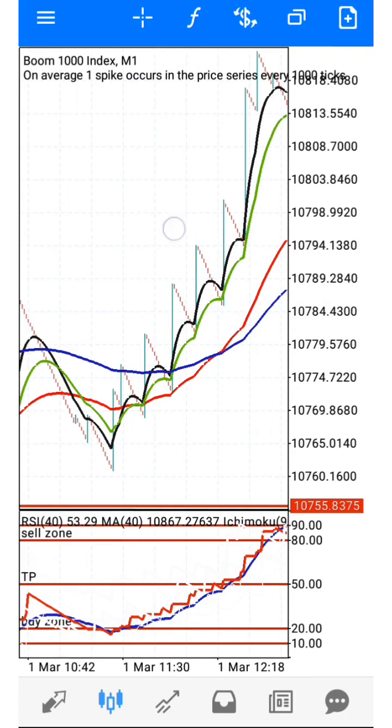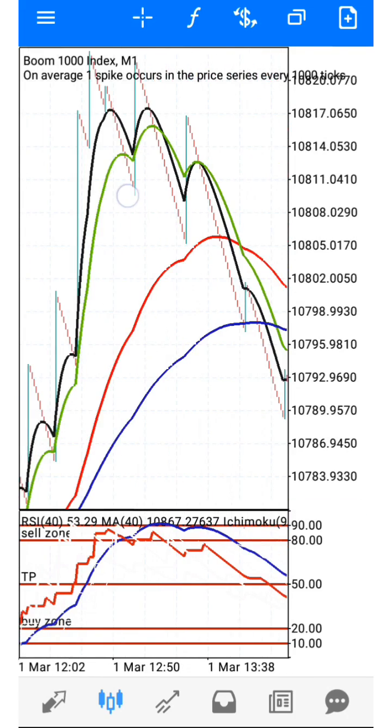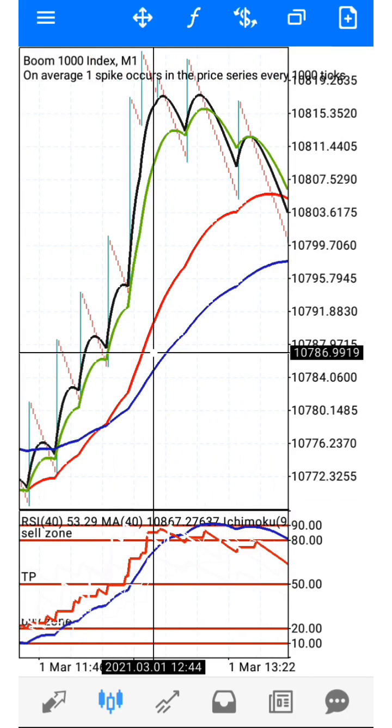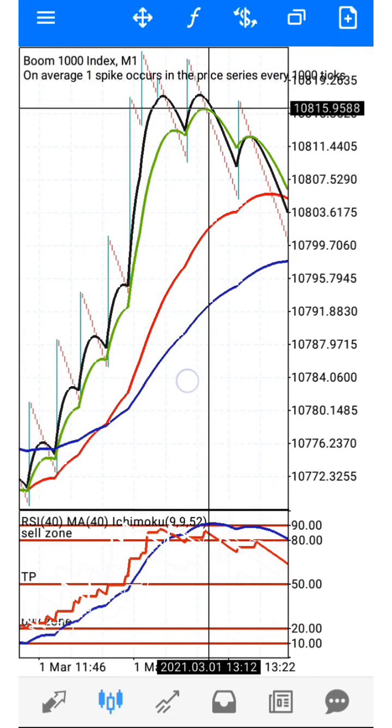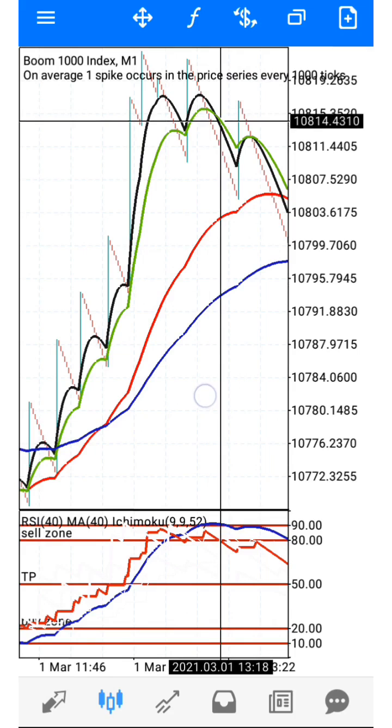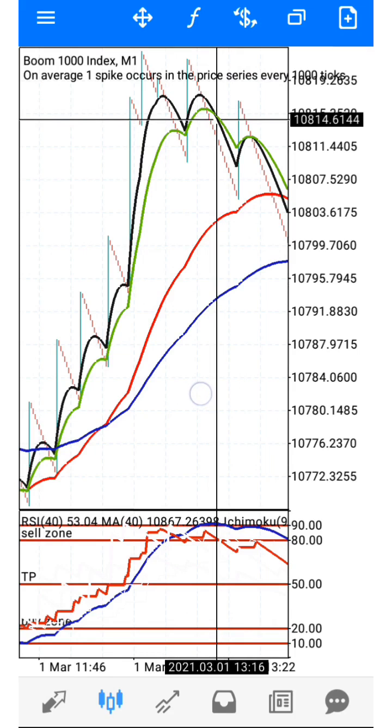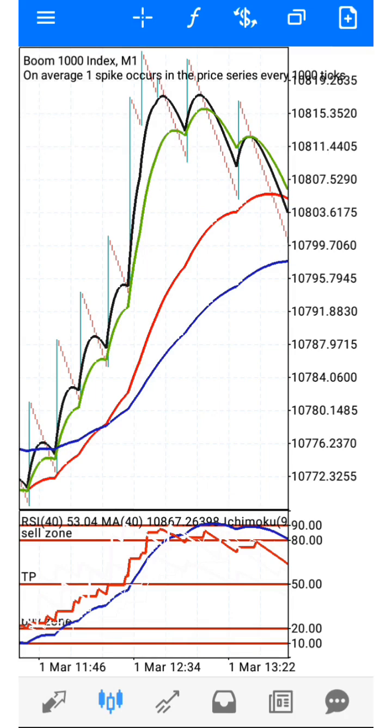So when you will exit your market, when you are buying the spike, when these two cross here, as they cross, this green and black, as they cross facing down, you just exit your market. The same scenario applies to that one. So you can be able to capture a very long spike.